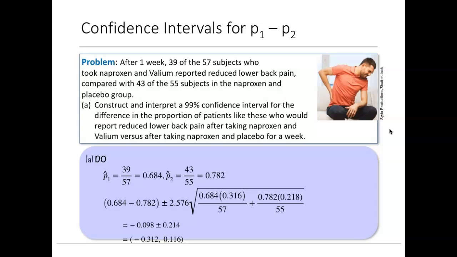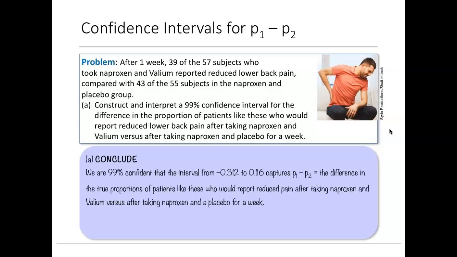There you go. They did the calculations by hand. Again, unnecessary when we have the function in our calculator to do that. You get the same thing. So now we want to conclude. We are 99% confident that the interval from negative 0.312 to 0.116 captures P1 minus P2, the difference in true proportions of patients like these who would report reduced pain after taking naproxen and Valium versus after taking naproxen and a placebo for a week.